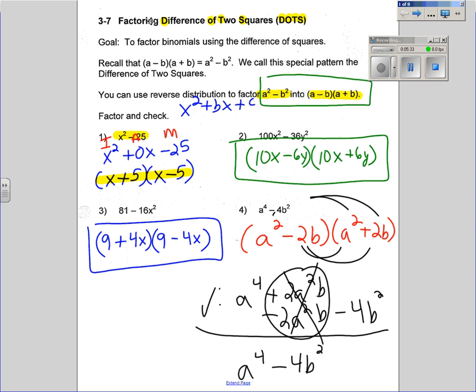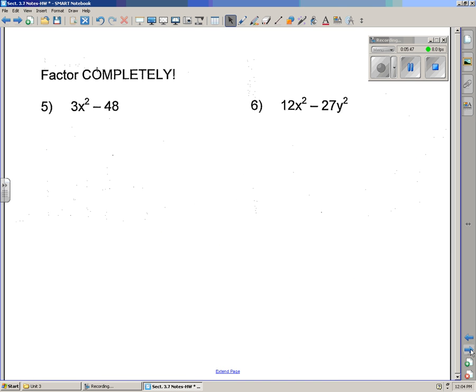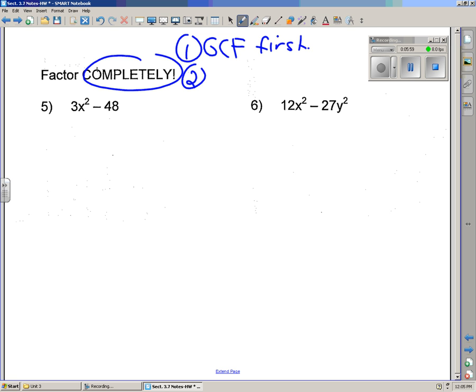Okay, so there's the beginning of your DOTS. What you can do now, though, is you should be able to factor completely. Kind of like what we did yesterday. Let me go to the next page. Kind of like what we did yesterday when it was factor completely. Here what's happening is, again, because of completely, you're always going to look to see if there's a GCF first. Then you're going to look to factor again. I know that these are going to be factored again by DOTS because I happen to be in the DOTS section, but eventually we'll mix them all up.